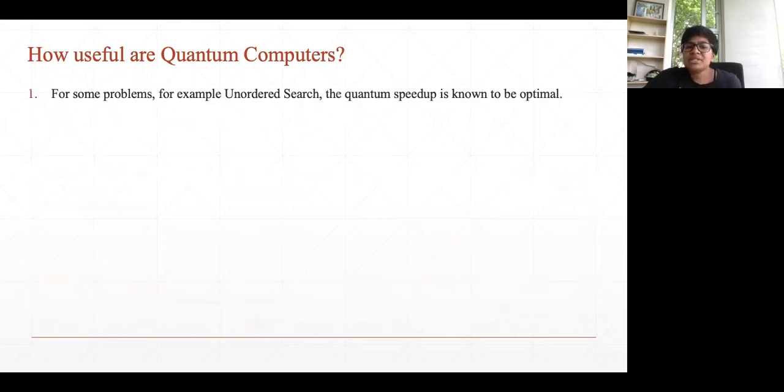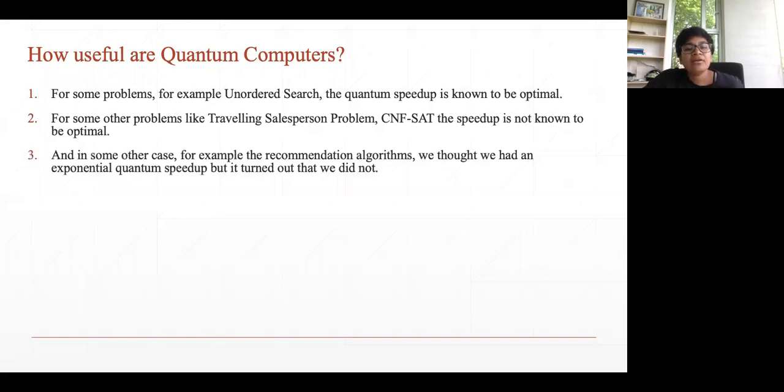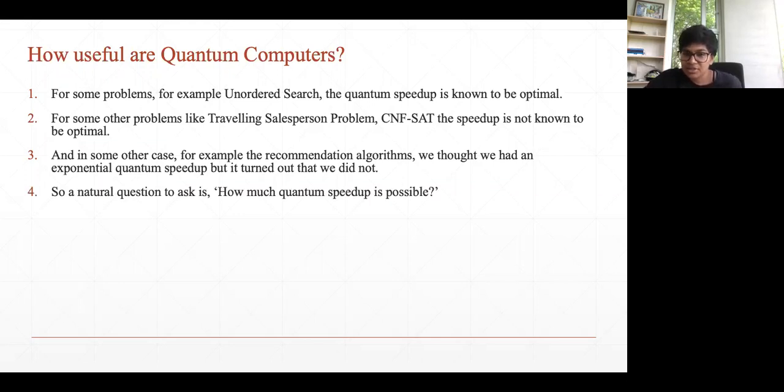And the state of the art is not too bad. For some problems like unordered search, we know that the quantum speedup is optimal. But again, for problems like traveling salesperson problem or CNFSAT or some examples that we saw in the previous slide, the speedup is not known to be optimal. And in some other cases, like these recommendation algorithms, we thought we had an exponential quantum speedup, but it turned out that we did not. So again, the natural question is how much quantum speedup is possible and how do we assert that?